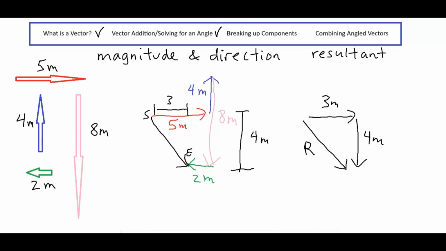So that's a little bit of a trickier version. I won't go through all the steps again, but you would find the resultant by doing the Pythagorean theorem again. And that one actually comes out pretty nicely to the square root of 25, so that's just 5. And then you can find the angle using the inverse of tangent, sine, or cosine. All right, that covers it for the vector addition and solving for an angle.